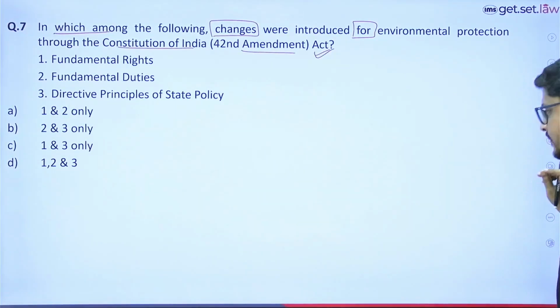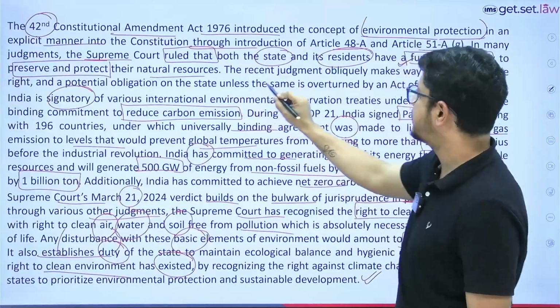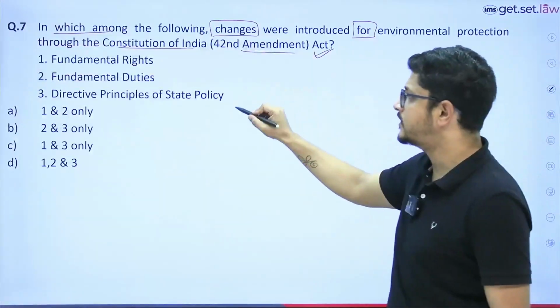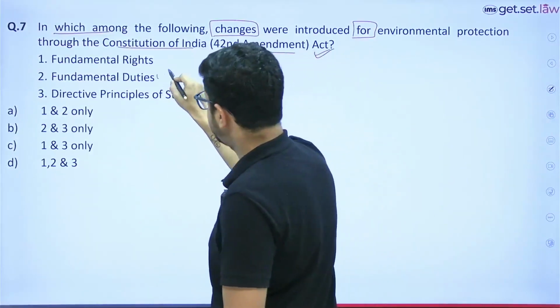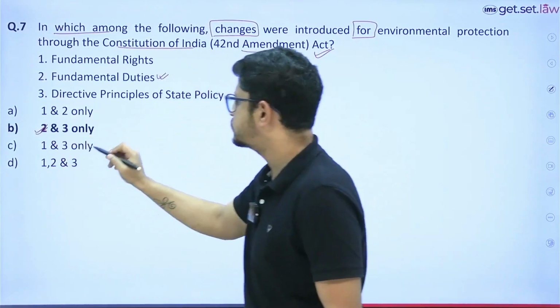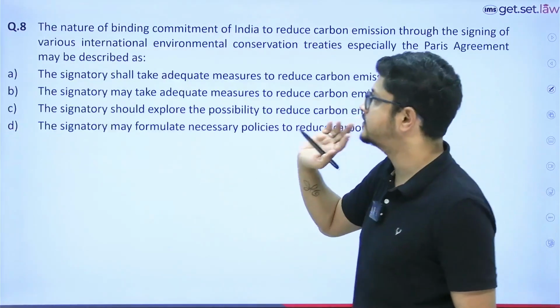That is something which is clear, and also it talks about that it is the duty of the state. I think it is duty of the state and its resident. So state की duty कहाँ होती है? Directive principle में, fundamental duties में. तो 2 और 3 वाला option कौन सा है? That is option B. So that becomes the correct answer. It's very simple, directly given from the paragraph. Let's go to the next one.